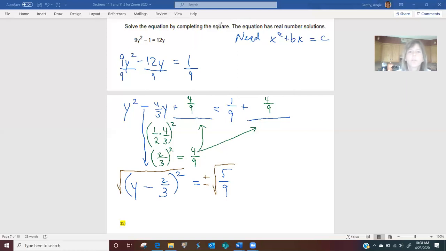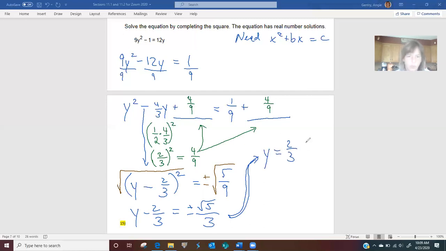But then on the left side, the y minus 2/3 comes out. On the right side, you have plus or minus square root of 5 over square root of 9, which is a 3. Yes, square root of 9 is a 3. And then you simply isolate the y for the last step. So y is 2/3 plus or minus square root of 5 over 3.